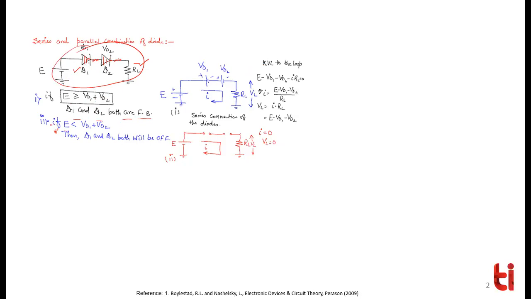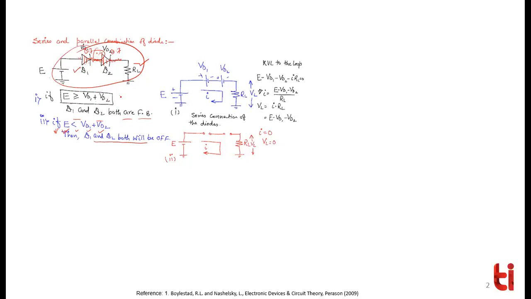The second condition is if E is less than VD1 plus VD2. What is VD1 and VD2? VD1 and VD2 is 0.7. If the characteristics are not given, directly you can take 0.7. So 0.7 plus 0.7 is equal to 1.4. So if the battery is less than 1.4, definitely D1 and D2 both will be off. You will never turn one on and do the analysis. If one is on and the other is off, the circuit is off anyway. So D1 and D2 both will be off.